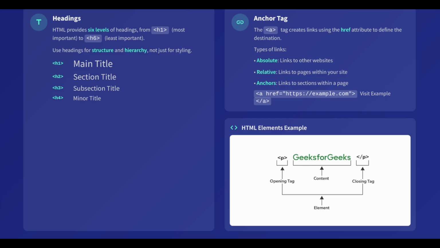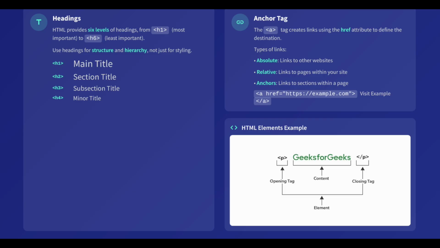So now that we understand the basic structure, let us explore some of the most common and essential HTML tags. For headings, HTML provides 6 levels of headings from H1, the most important, the largest, to H6, the least important and smallest. It is important to use this for importance and structure, not just for making the text big or small, as it helps accessibility and search engine optimization.